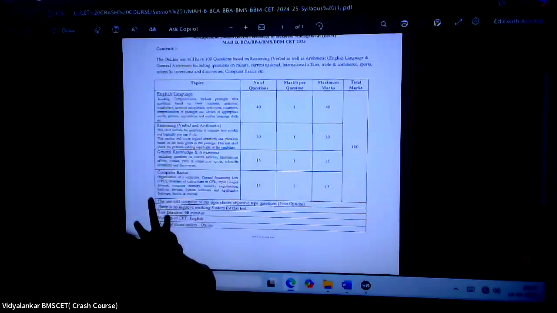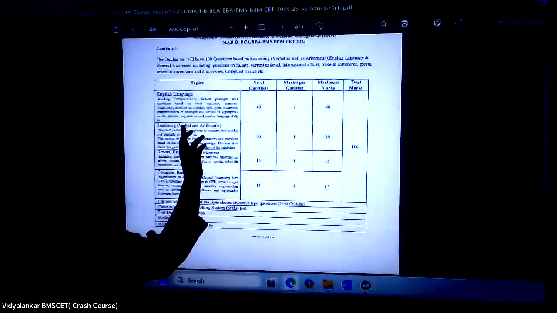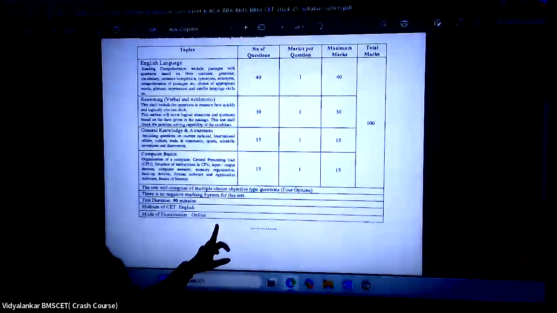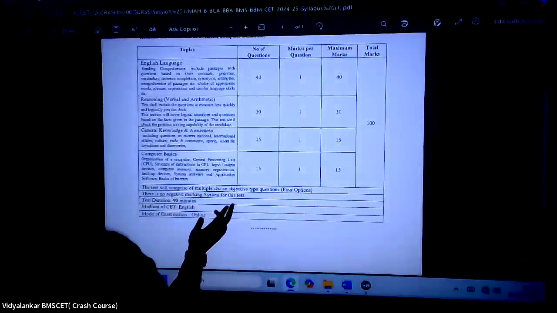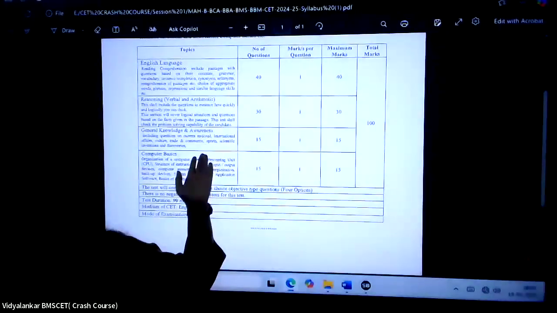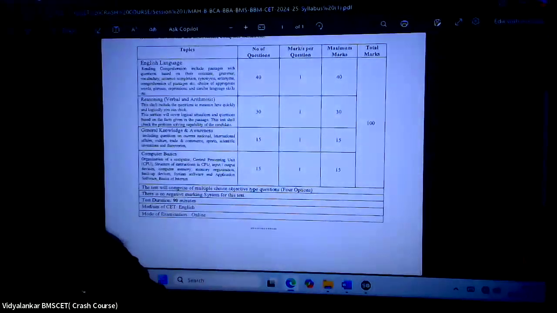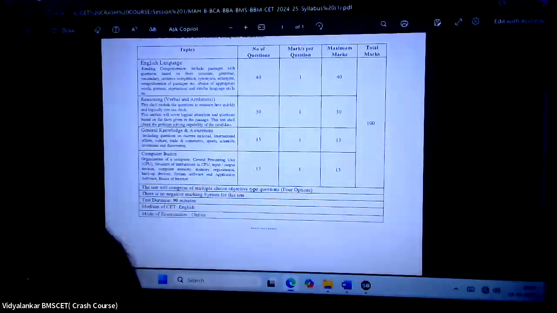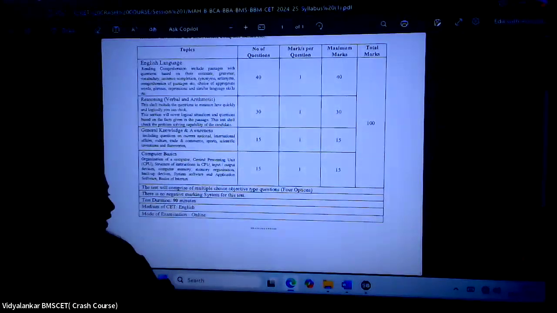Out of 100, you will have 30, in which 15 will be for your computer basics and another 15 for your general knowledge, GK. Your English has, I think, 40 and reasoning has 30, again one mark each. So the major weightage goes to English and reasoning, and the minimum weightage to computers and general knowledge.